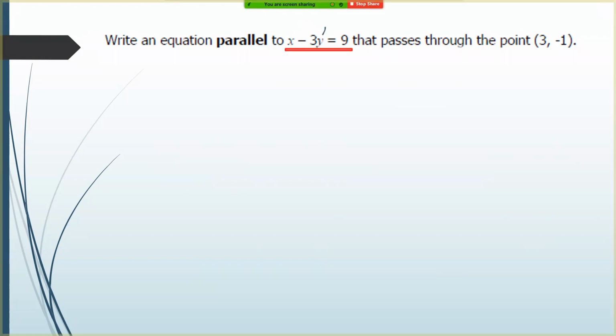If we want to get y by itself, I've got to get rid of the x and I've got to get rid of the -3. First thing we've got to do is move that x. The only way I can move it is by subtracting it. So -3y equals -x plus 9.